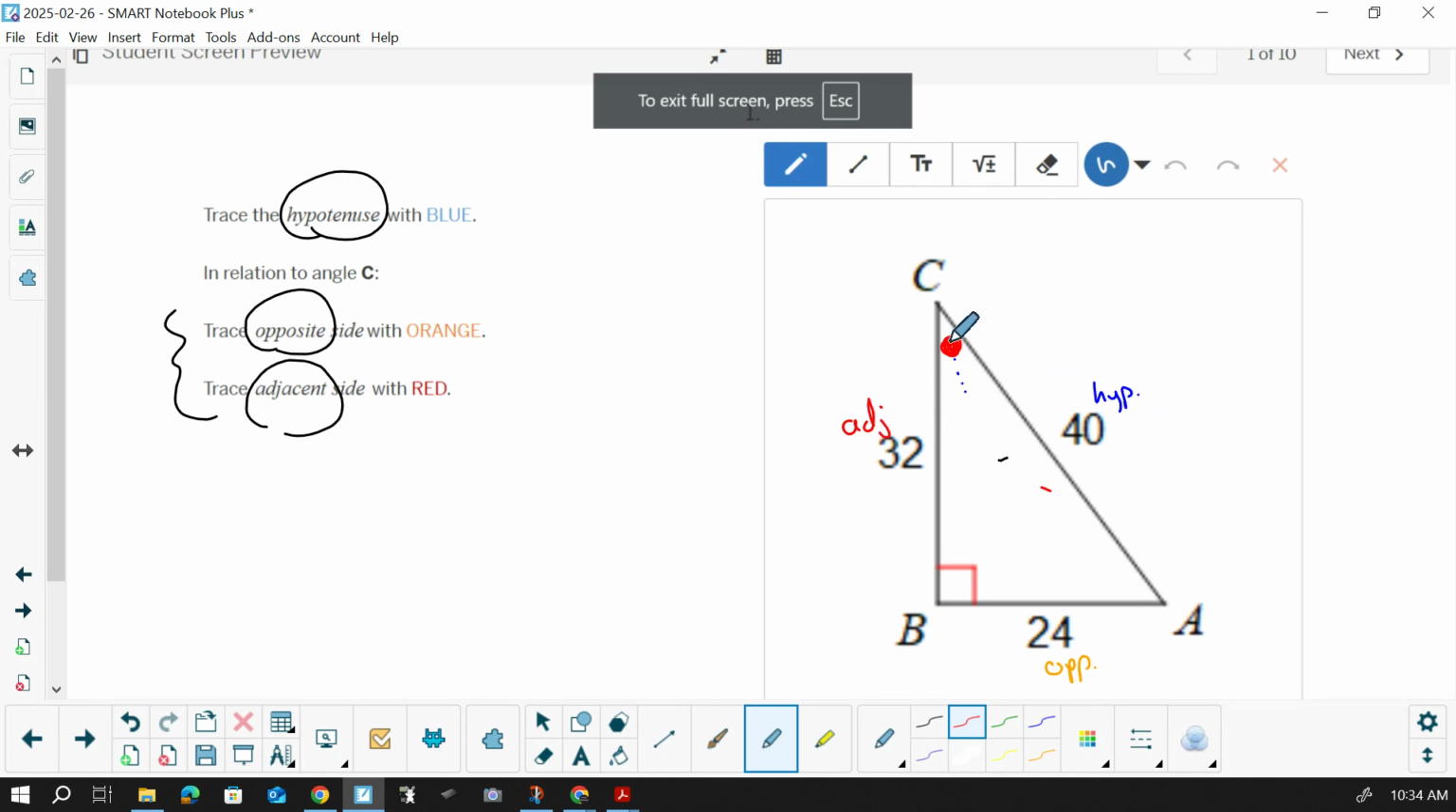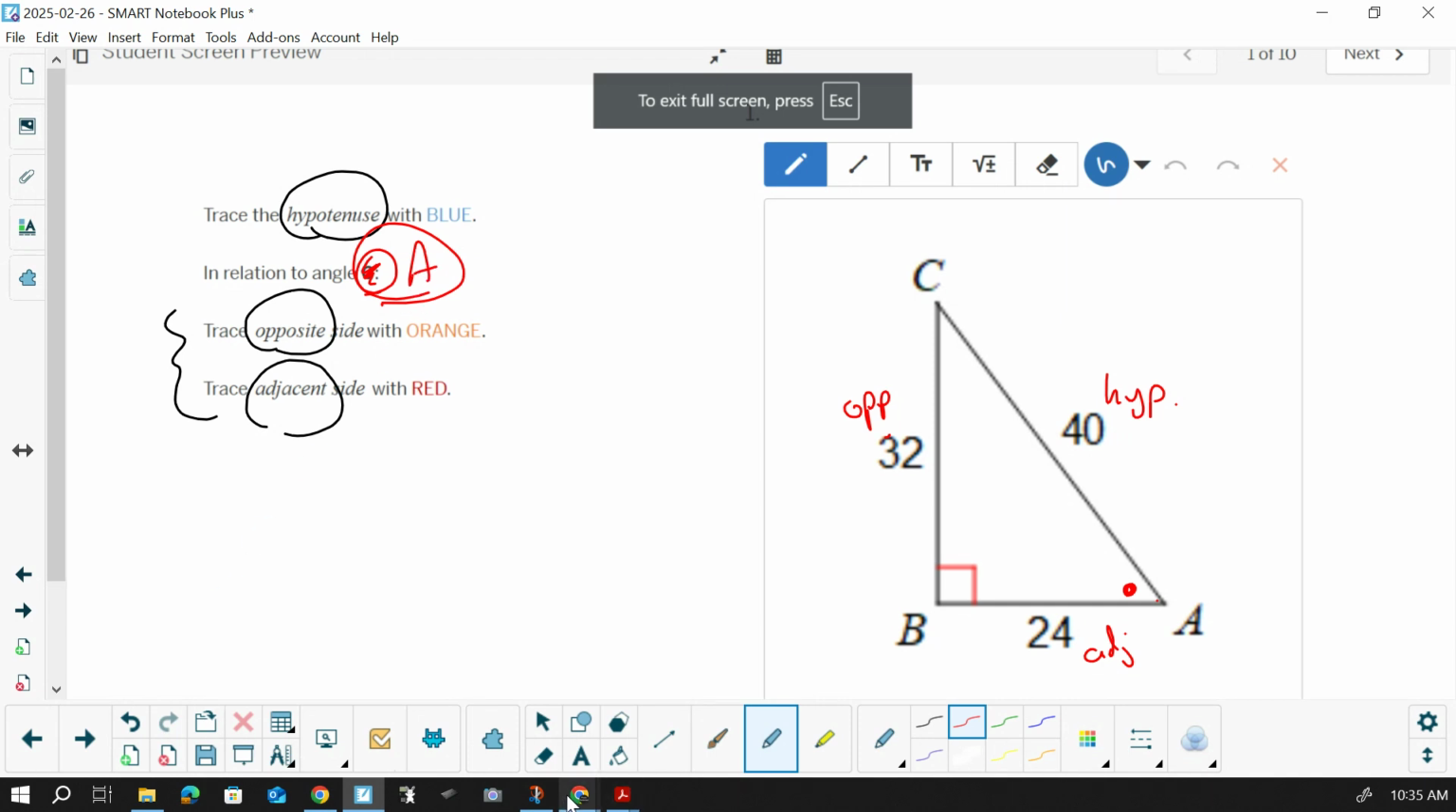Now, if instead of saying angle C, I said angle A, this wouldn't be the opposite to angle A anymore. That would change, wouldn't it? If instead of C it said A, well, now if you're down here, the opposite isn't right next to you. This is now the adjacent, and this is the opposite. The hypotenuse won't change, right? So the letter for the angle is going to be really important.